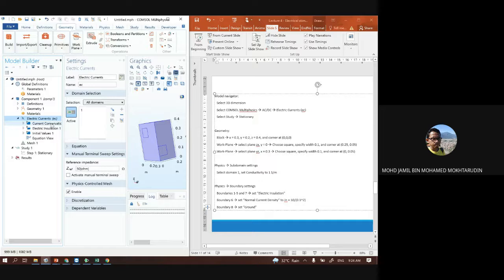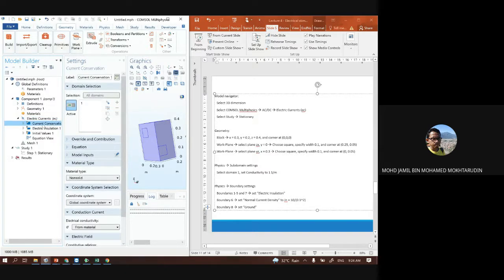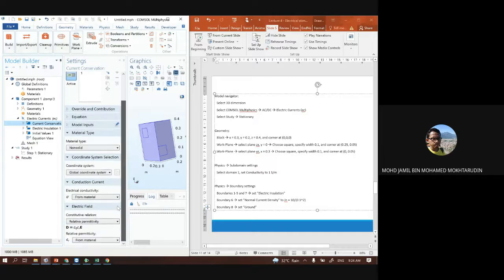So if you go to current conservation and choose this electrical conductivity, and just define your own user-defined conductivity. So in this case, it's equal to 1. Okay, so the whole abdomen has conductivity equals 1.